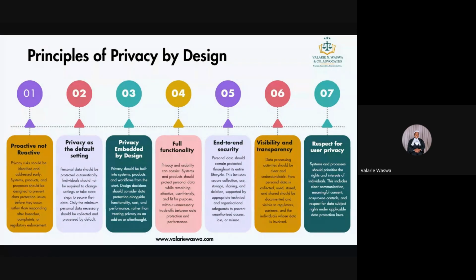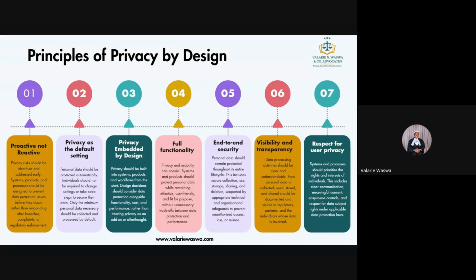Full functionality is the next principle. Basically, and I've had this fight, if there are any DPOs in the room, you can agree with me, there is always a fight between the IT department, the business development department, the finance department, and the compliance and regulatory department. Because they feel like you guys are slowing us down. We just want to come up with this new system, and you're here telling us to take a deep breath and look at the consent mechanisms and all of that.